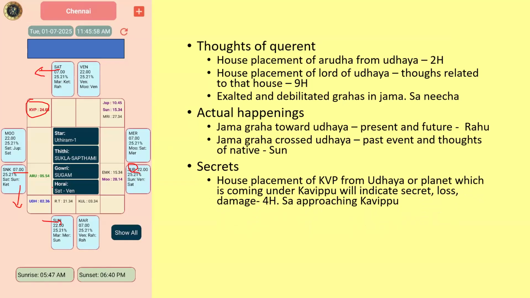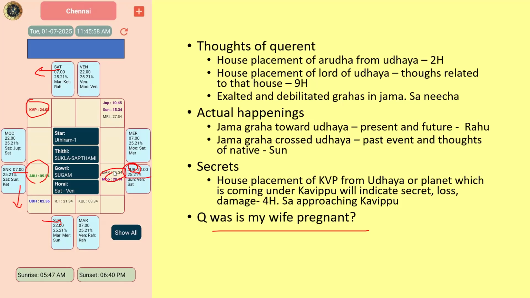So far, are you with me? I'm just putting down the points into rules. So the question was, is my wife pregnant? You got the 2nd house, the 9th house, Jupiter, and the 5th house. All of them are linked. So how much time would it take for you to say this is a question related to pregnancy? 1 minute.